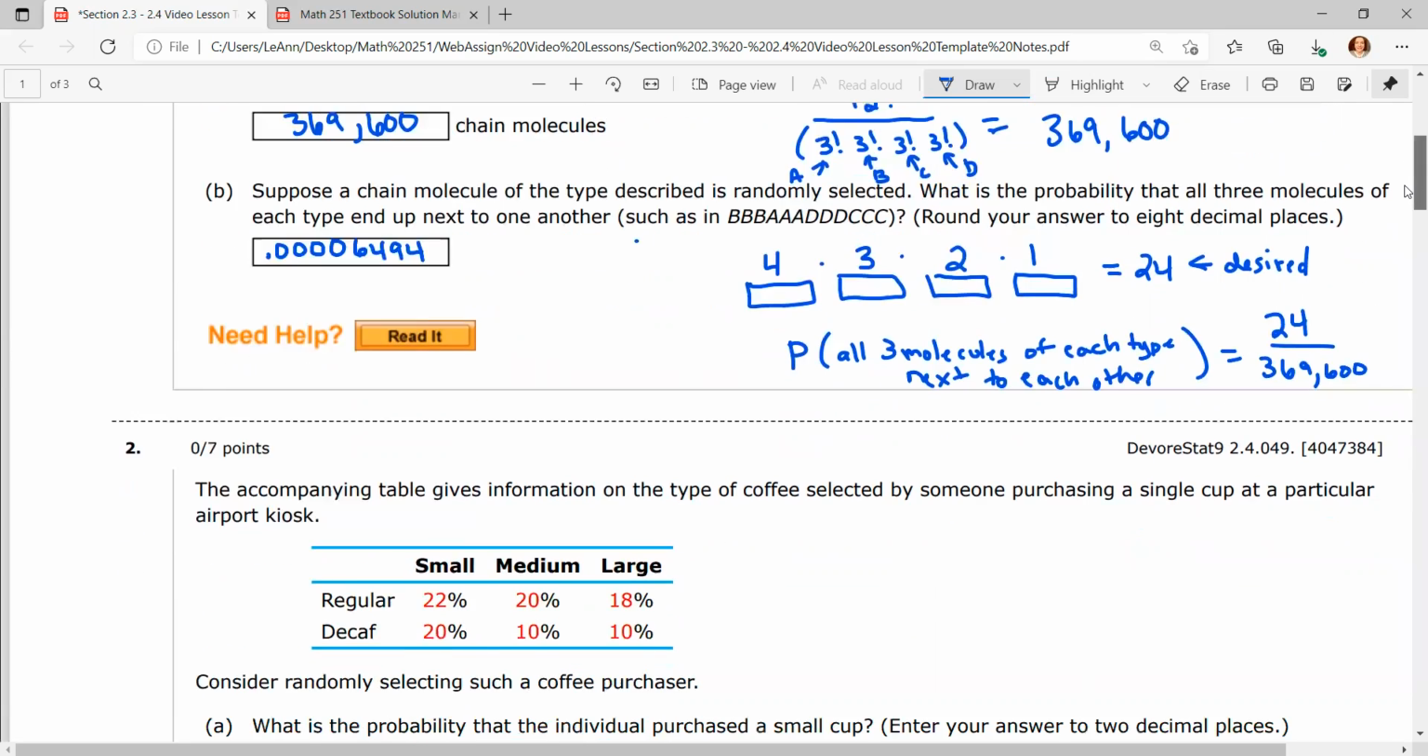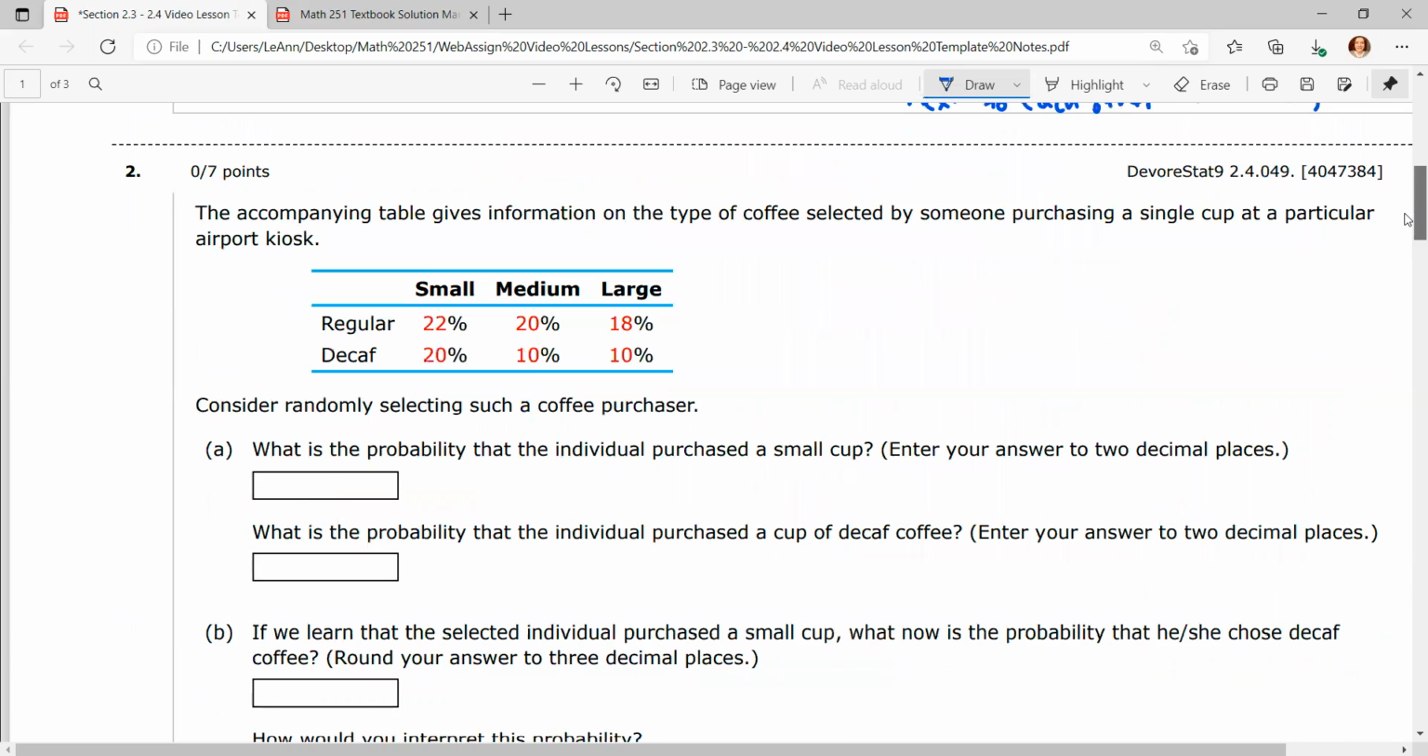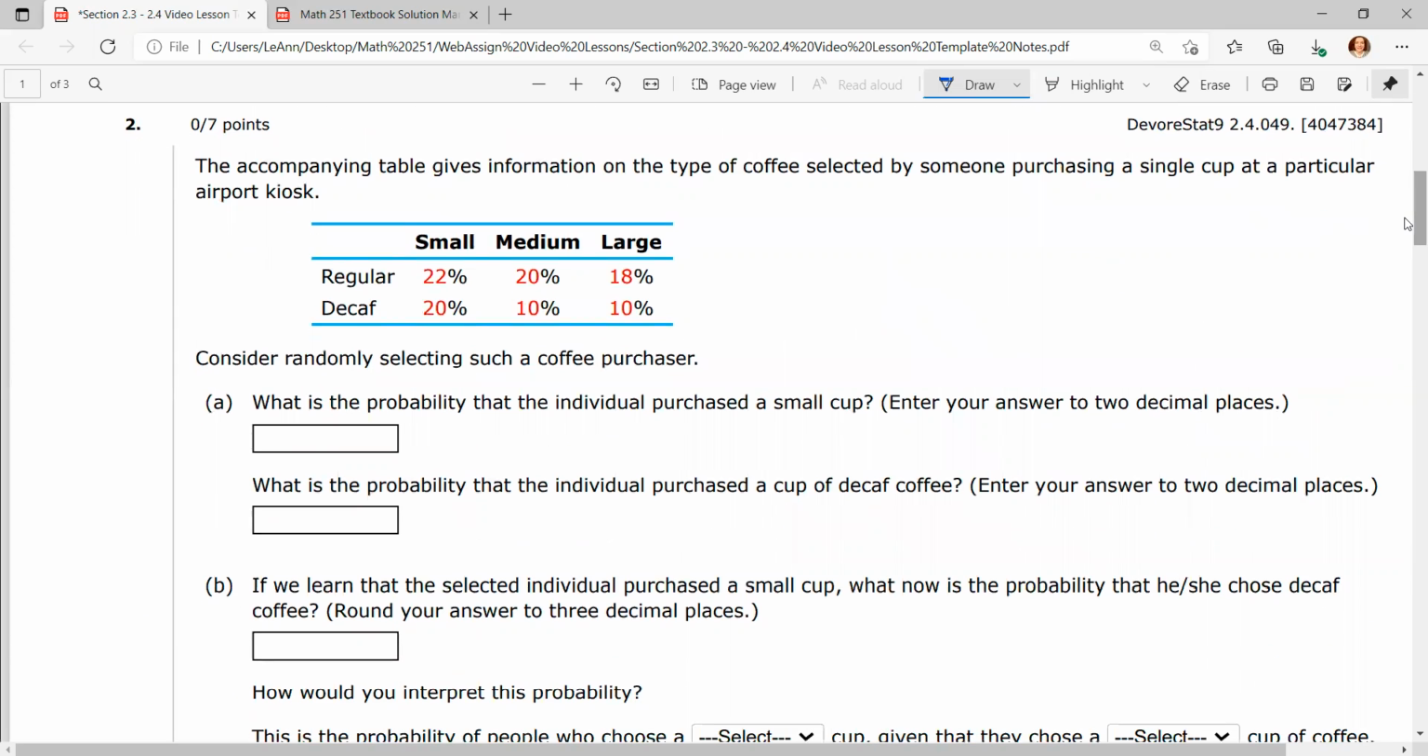Okay, so let's look at number 2. This accompanying table gives information on the types of coffee selected by someone purchasing a single cup at a particular airport kiosk. So we have different sizes, small, medium, and large, and we have regular or decaf. And we were given the percentages in each of these.